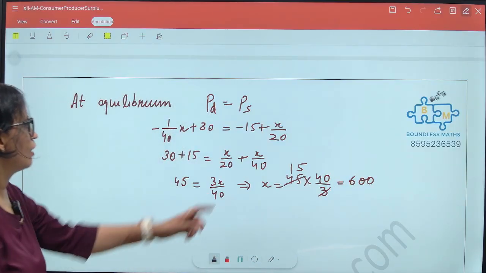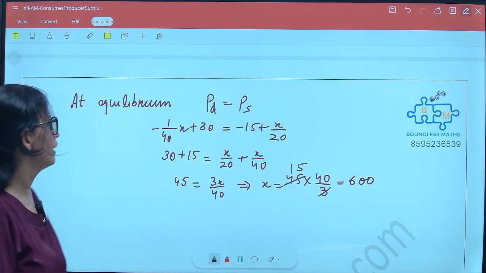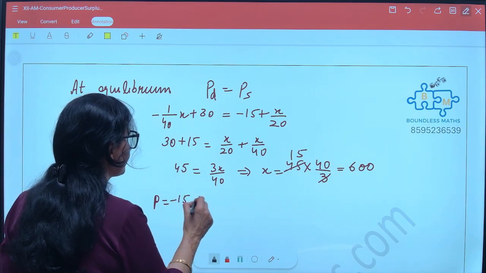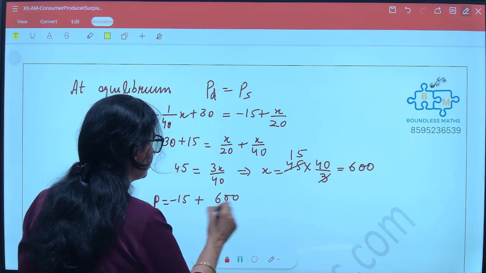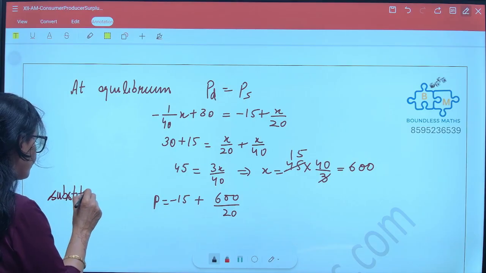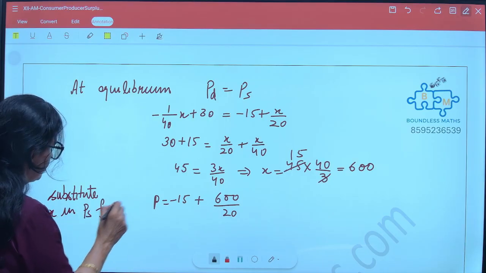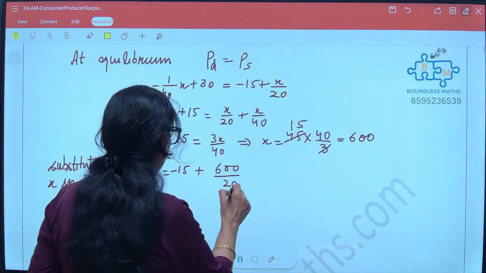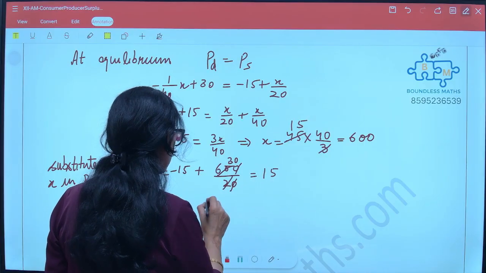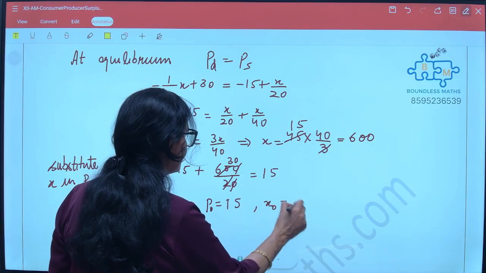So now we have the value of x, you can put this value of x either into the demand or the supply and find the value of P. So let's find P as P is minus 15 plus x is 600, 600 upon 20. Here write all the steps, substitute x in the supply function, then this is what you get. So minus 15 plus 30 makes it plus 15. So that means the equilibrium price is 15 and the equilibrium quantity is 600.